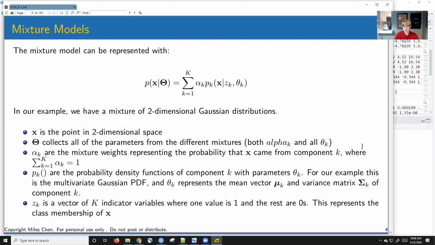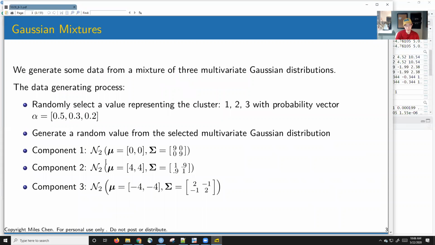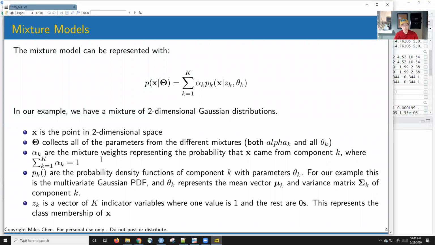Okay. We call these finite mixture distributions because it's a mixture of a finite number of components, in our case 3. The overall mixture model is represented with this. We'd say the probability of x given theta, where x is the point that we're talking about that exists in 2-dimensional space. All of our normal distributions that we're generating are 2-dimensional normal distributions, so x is a point in 2D space.